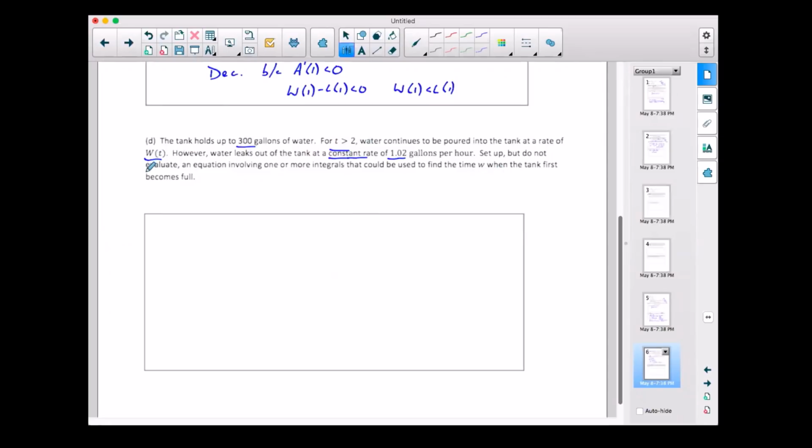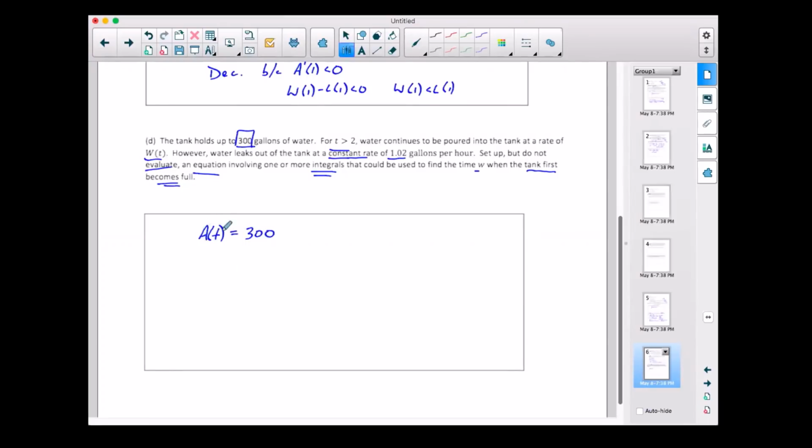Set up, but do not evaluate. So just set something up. An equation, that's important, involving one or more integrals. There should be an integral in our problem that can be used to find the time W when the tank first becomes full. So there's a lot going on here, but here's what I hear. I want to know when the tank becomes full. Well, the tank can hold 300 gallons, right? And the amount of water in the tank, we already said was A of T. So really, all of this comes down to saying the amount in the tank is equal to 300. That's kind of what it's asking for, right?